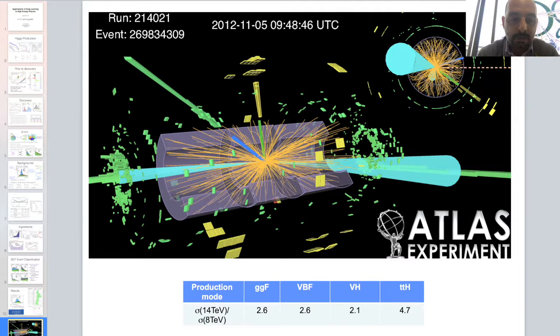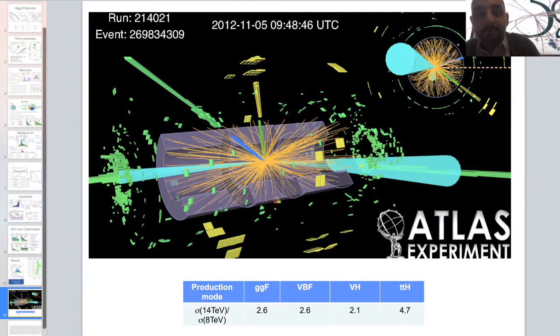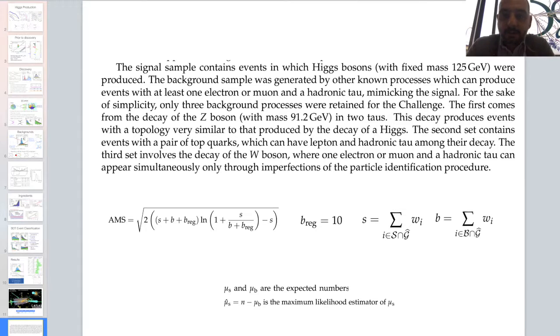Okay. All right, so let's come to the Higgs ML challenge itself. I just want to focus on this one paragraph which describes the data itself. It says the signal sample contains events in which Higgs bosons with a fixed mass of 125 GeV were produced, so Higgs to tau tau, right? The background was generated by other known processes which can produce events with at least one electron or muon and a hadronic tau mimicking the signal. It's clear from what I've said what that means.